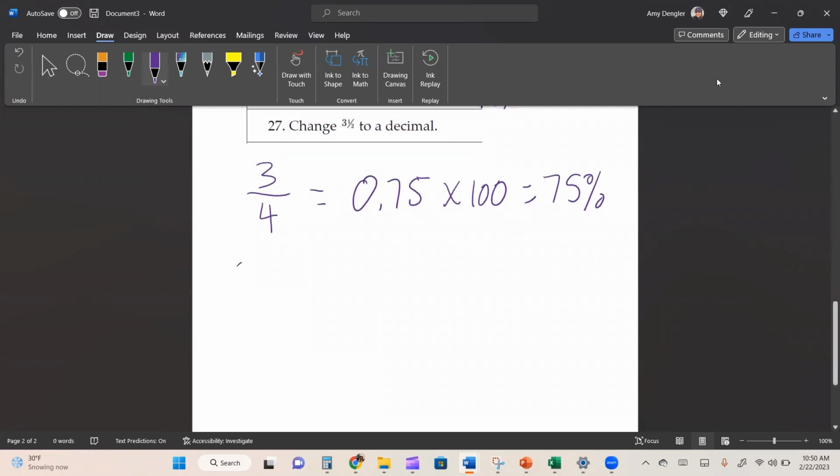27, we have 3 and 1/2 that we need to change to a decimal. So we can just do 1 divided by 2 for the fraction part, which gives us 0.5, and carry the 1/2 with the 3, so we have 3.5.